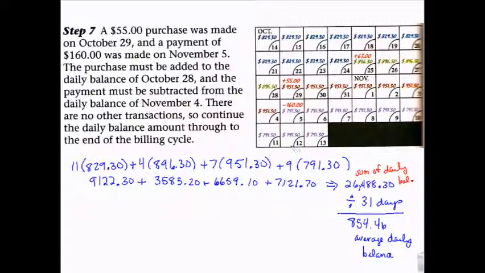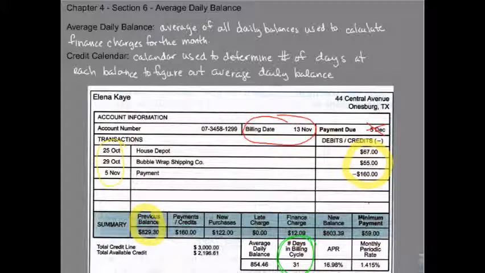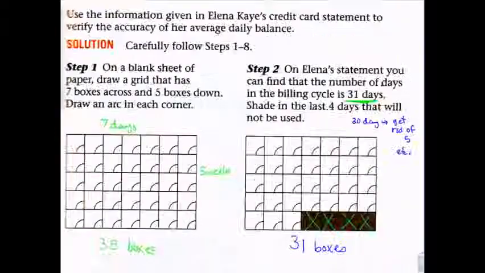All right, so we've got the average daily balance, and now we need to figure out her finance charge, okay? Now if you go back to her statement, way back here, her monthly periodic rate is 1.415%. So that's what we're going to use. So we have a monthly periodic rate of 1.415%. We need to convert this to a decimal first, so we move 2 places over, which gives us 0.01415.